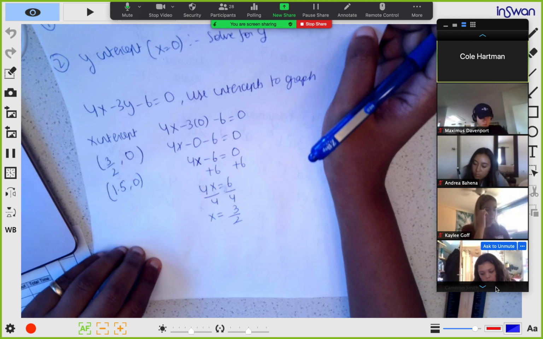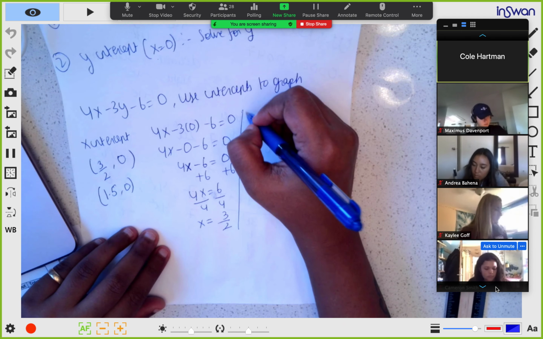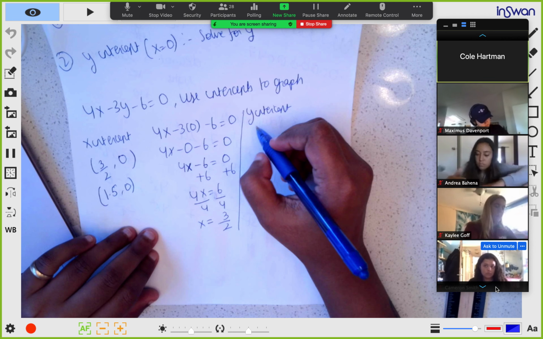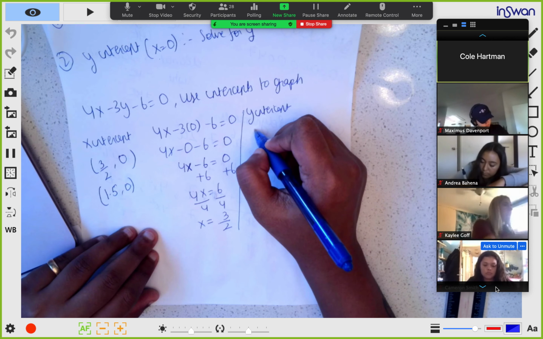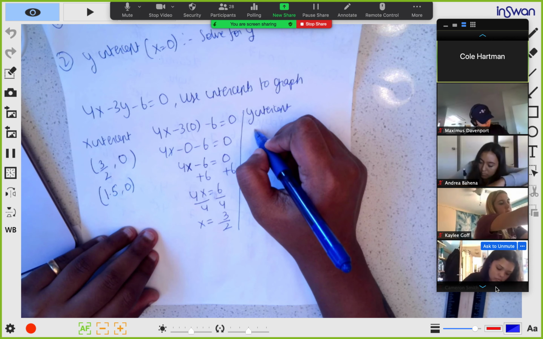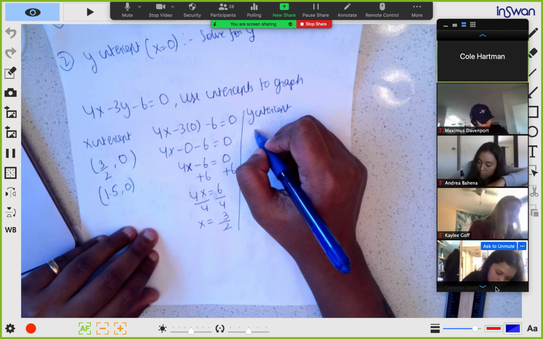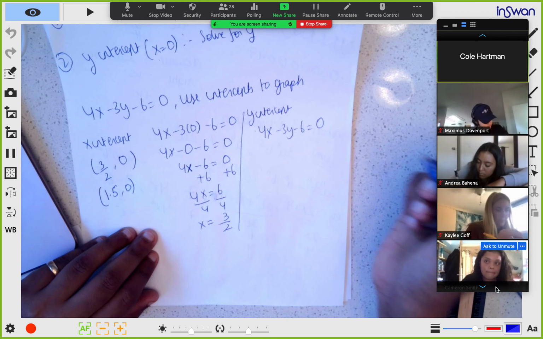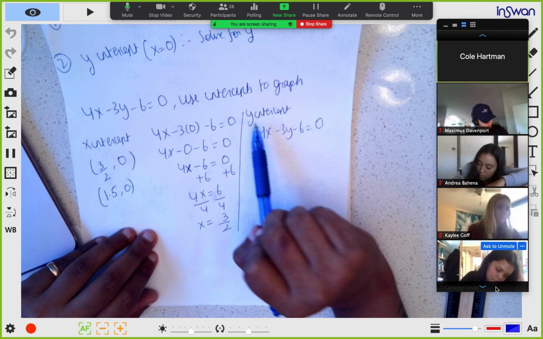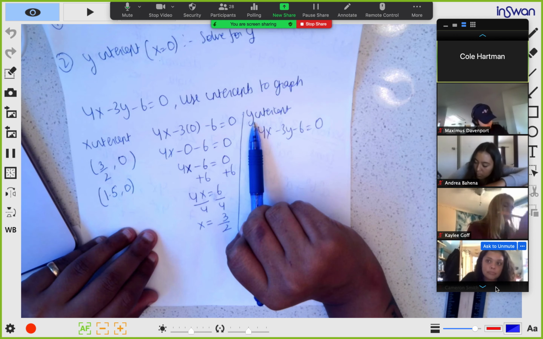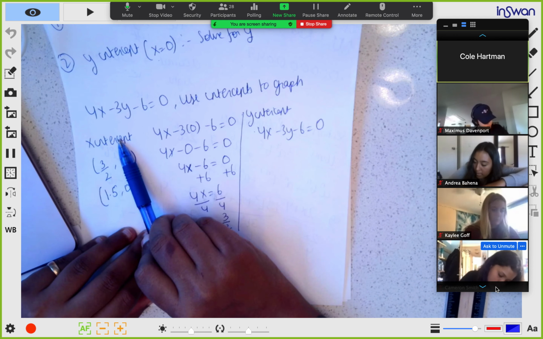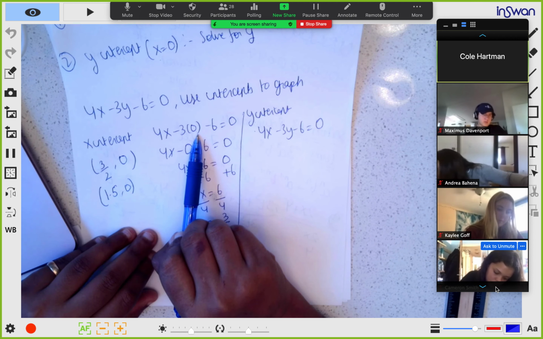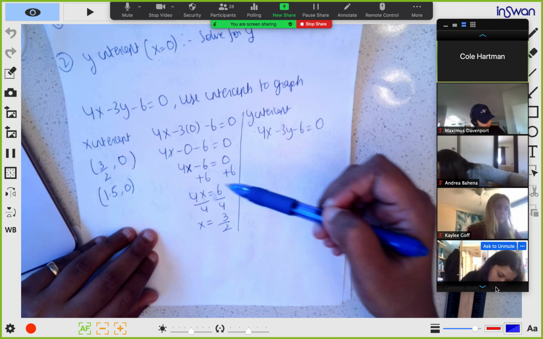Can you help me to find the y-intercept also? What do I do for the y-intercept? So in order to find the y-intercept, you use the same equation, 4x minus 3y minus 6, and you want to isolate the y. For the y-intercept, you're going to put x is equal to 0. It's opposite. For the x-intercept, you put y is equal to 0 in the equation, and for the y-intercept, you put x is equal to 0. So what does it become?